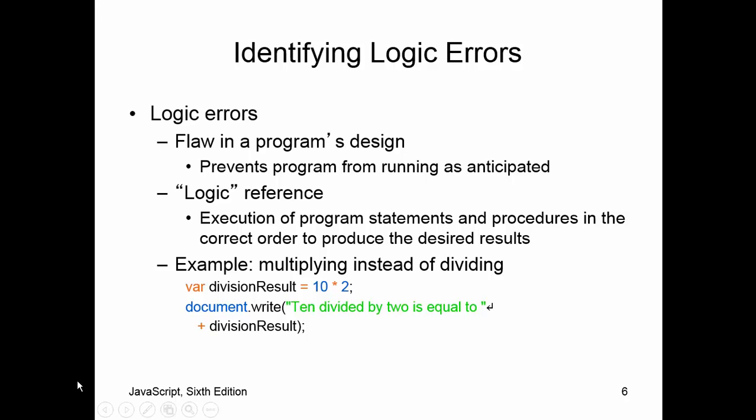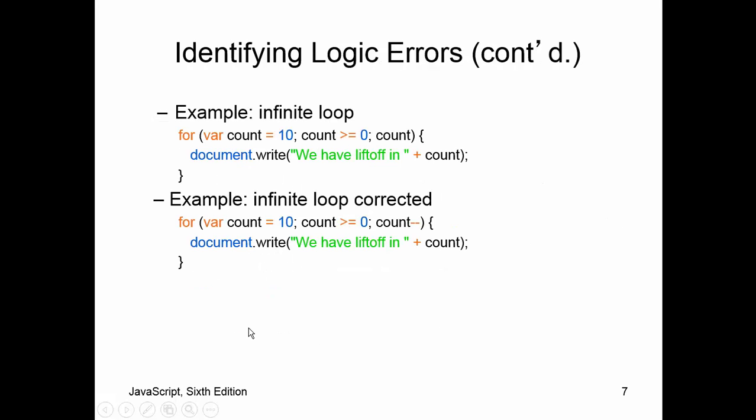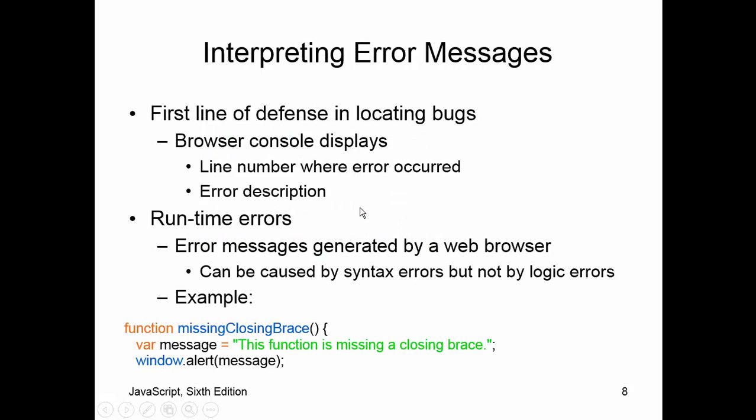There is an example, kind of what I mentioned before. You want to say 10 divided by 2, but accidentally put 10 times 2. So that's going to say 10 divided by 2 is equal to 20, which isn't what you want. Here's another logic error example: an infinite loop. You're never changing the value of count in the for loop above because you meant to say minus minus. Or if you'd put plus plus here, then instead of getting closer to 0, you'd be getting farther away from it.